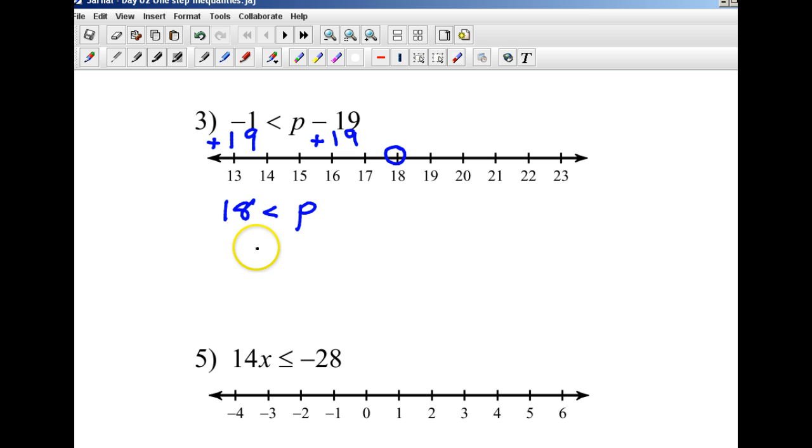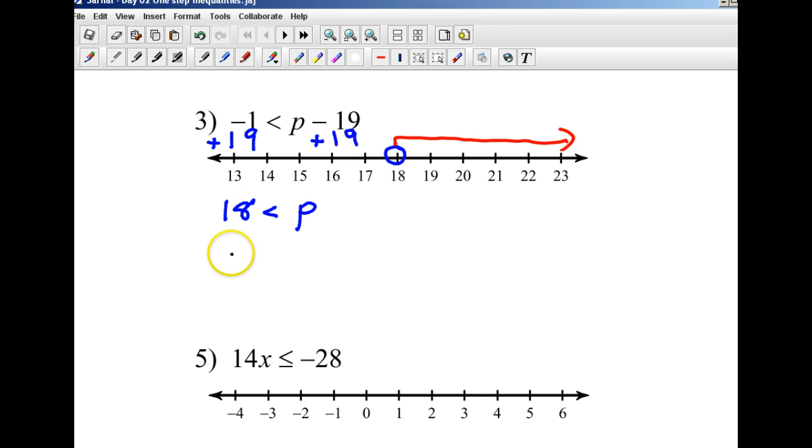Now, where are the answers? To the left or right? Okay, so let's see here. To the right, someone says. So let's just test a number real fast. 20. If you plug 20 in, is that true? Is 18 less than 20? Is 19 less than 20? Is 23 bigger than 18? Yeah, so all these are the answers, because when you plug in any of these numbers, 18 is going to be smaller than all of these.